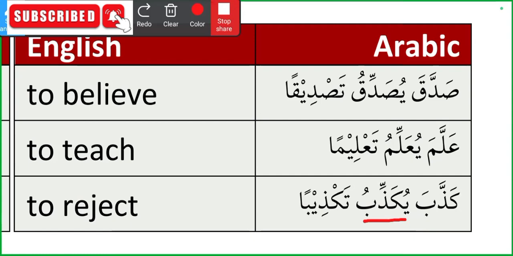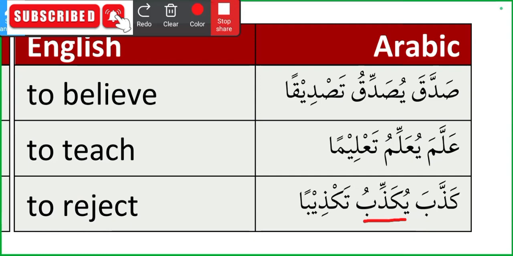يكذب يكذبان يكذبون تكذب تكذبان يكذبن تكذب تكذبان تكذبون تكذبين تكذبان تكذبن أكذب نكذب. MashaAllah, very good. أحسنتي. Okay.